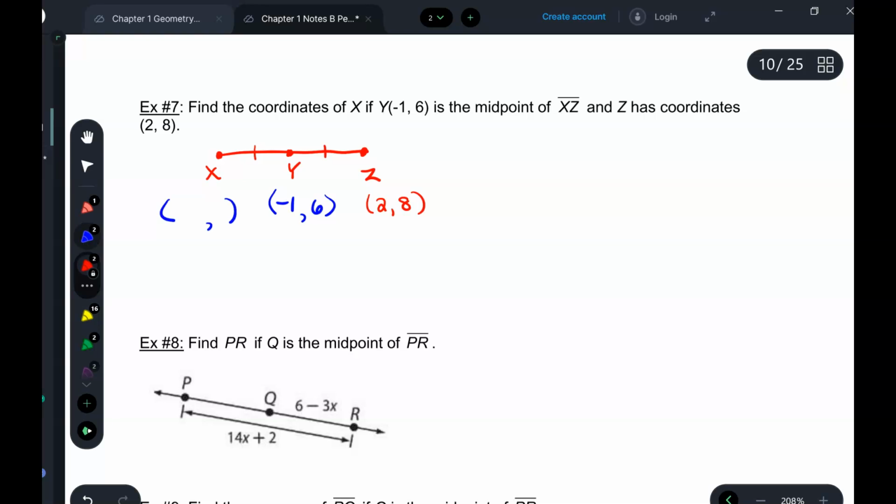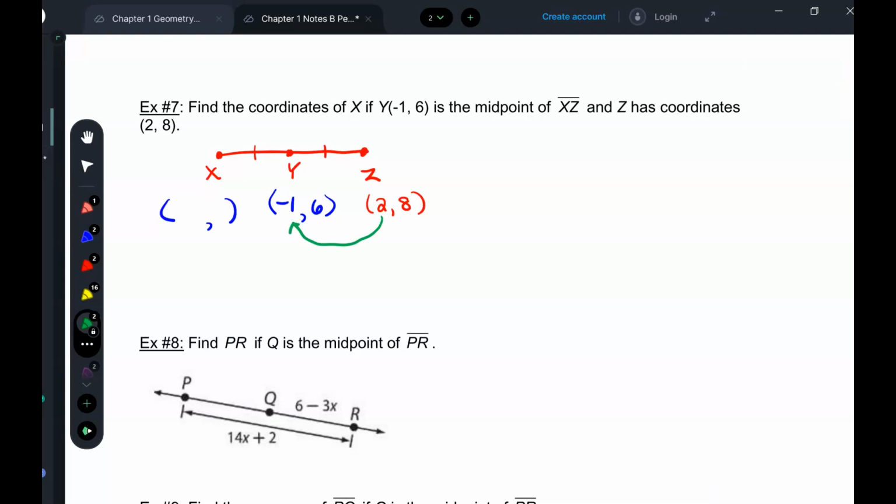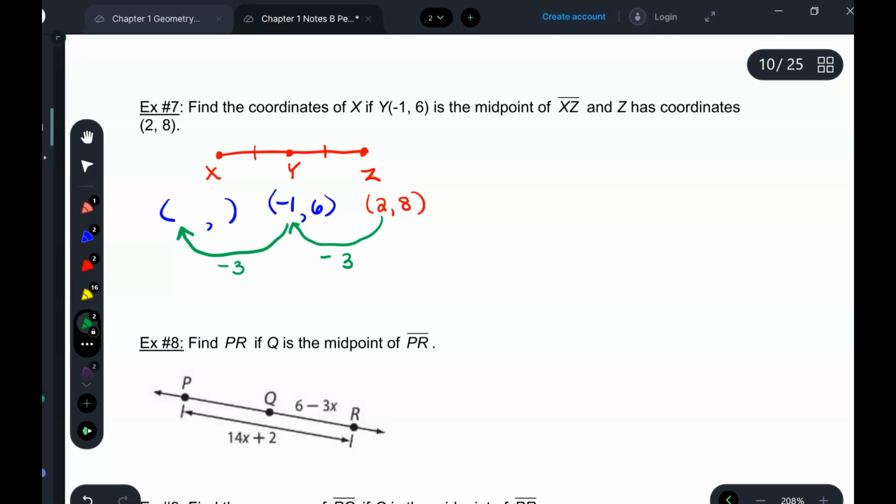Okay. Just find the average of... So let's see. -1 and 2, and then 6 and 8, right? To go from 2 to -1, what would you have to do? Subtract how many? We'd have to subtract 3. So to get to the next point, we also want to subtract 3. So if you take -1 and subtract 3, this will be -4. Because this has to be right in the middle. So if I subtract 3 to get from here, I would subtract another 3 to get that first coordinate.